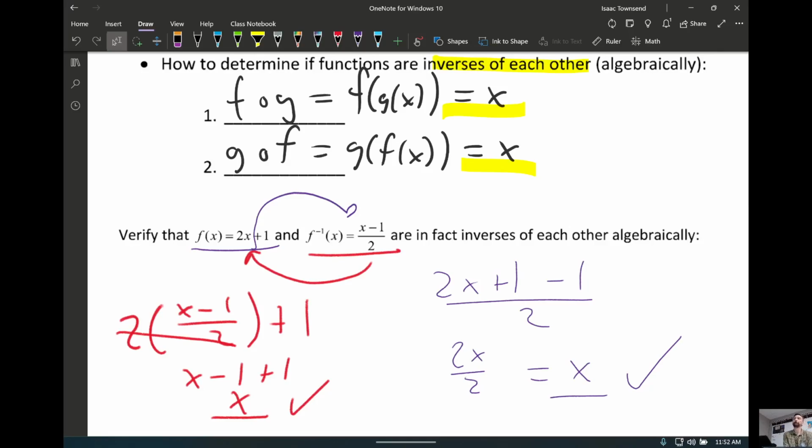Is it possible for it to work one way but not the other? Yes, and that's why we have to do both directions, but it's very rare. Like, I can't think of a counterexample right now. But yes, you do have to show both directions. Plugging it in one way and simplifying to x is not enough. You've got to do both.